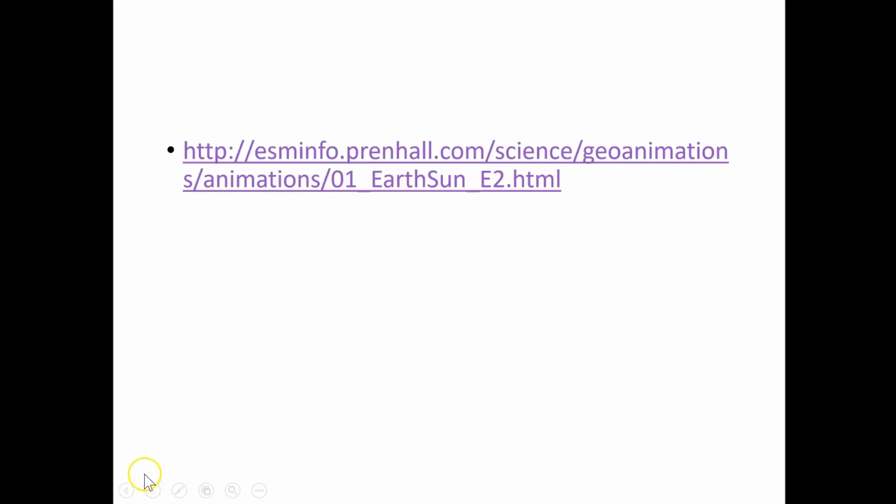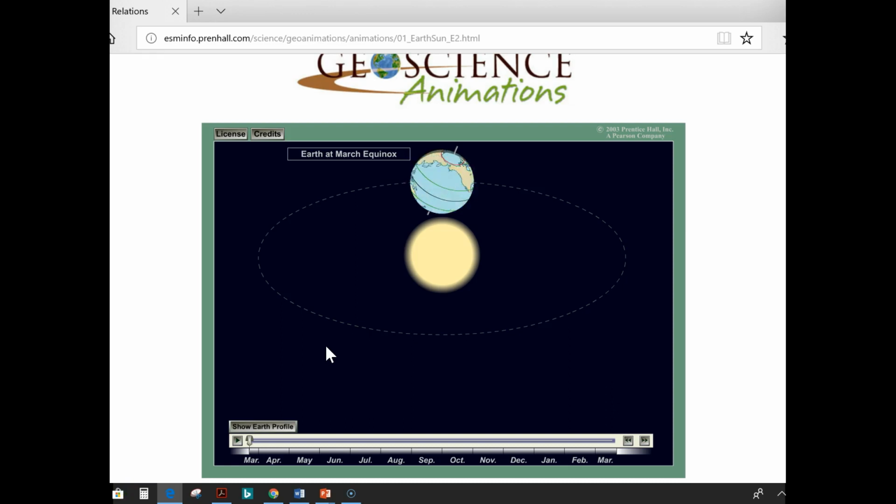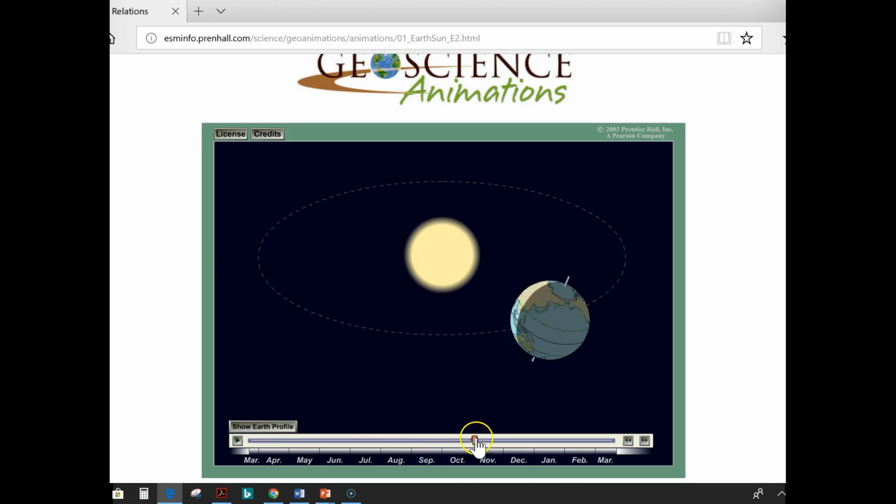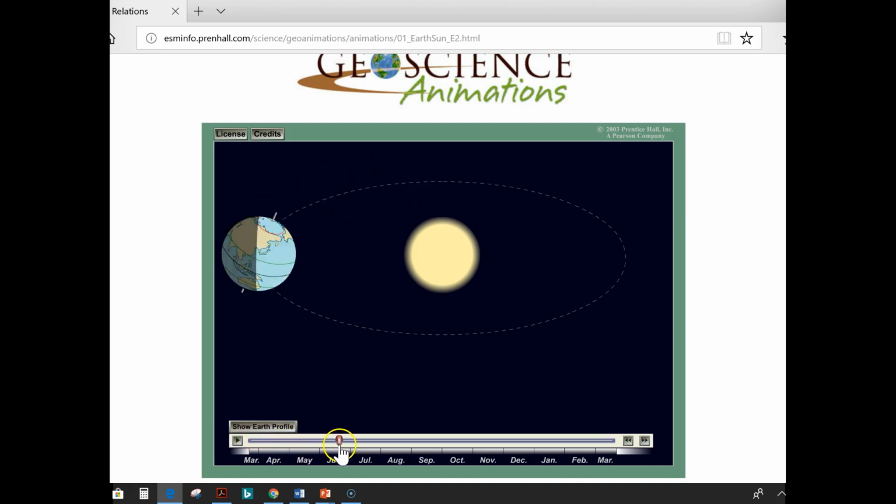Let's take a look at a simulation. In this simulation, we can watch as the Earth moves around the sun. And what you'll notice is that the axis is always pointed in the same direction, even as the Earth revolves or orbits around the sun. This is important.